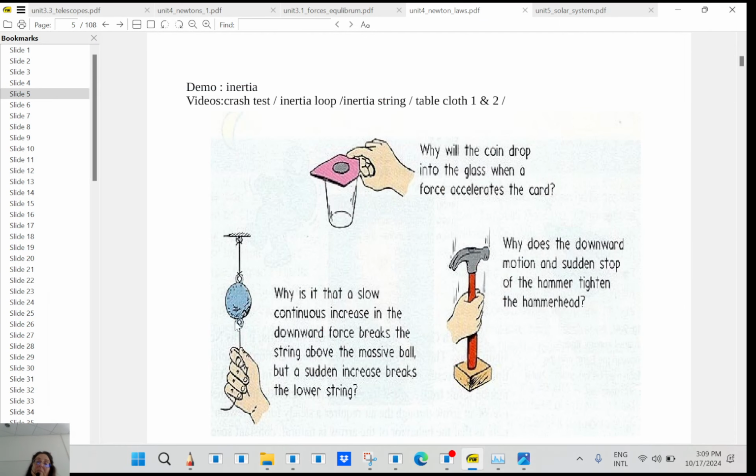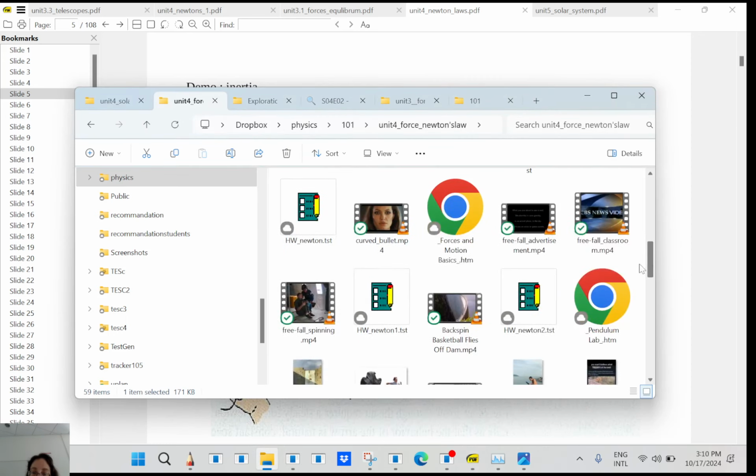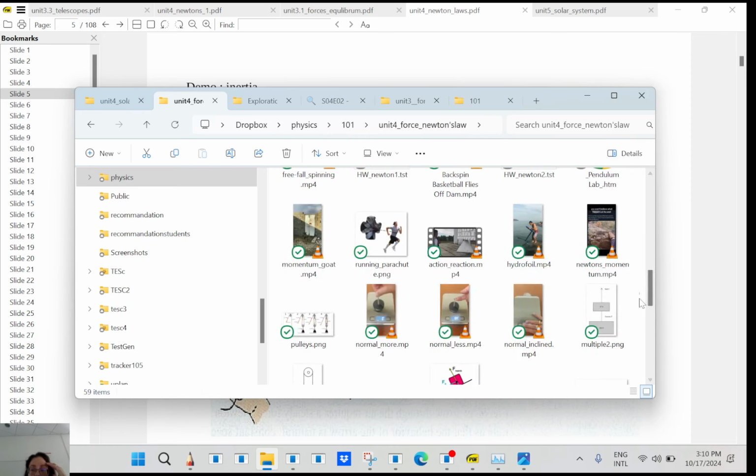So let me ask you something. Here is another idea for a demo. This is hanging from the ceiling, and you have something very heavy here. If you pull very quickly, which string will break, the top or the bottom? The top, you think the top? And if you pull very, very slowly, the top. And the opposite, right? Let's see if I have a demo about it.